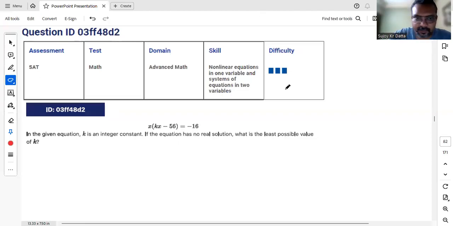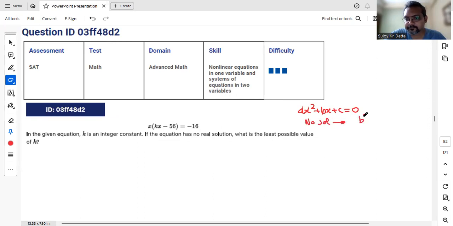All right, so here we are with a new lesson. We are going to look at this question here. So this is a quadratic and says no real solution. So please make sure that you remember these rules. So this equal to 0, no solution.